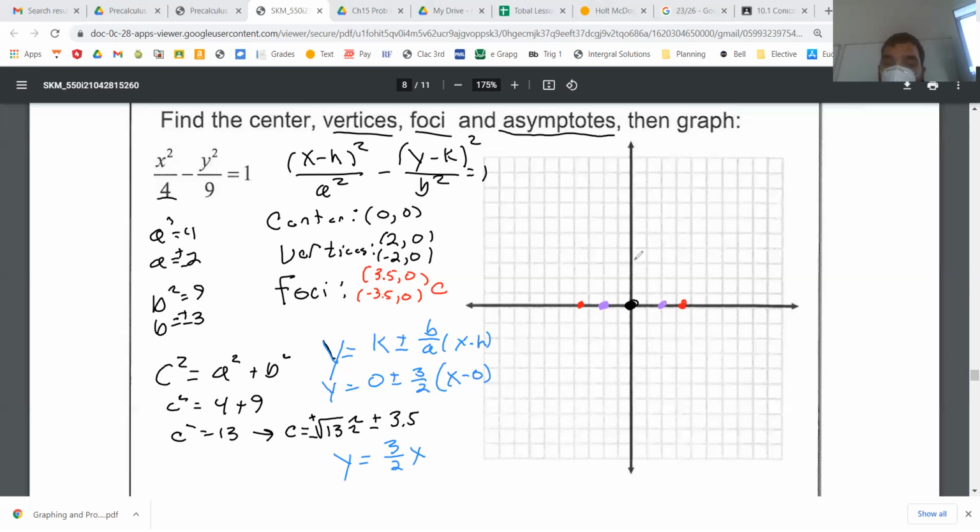If you don't remember how to graph slopes, it's rise over run. So 1, 2, 3 up, 2 to the right. 1, 2, 3 up, 2 to the right. And you do it the other way: 1, 2, 3 up, 2 to the left.